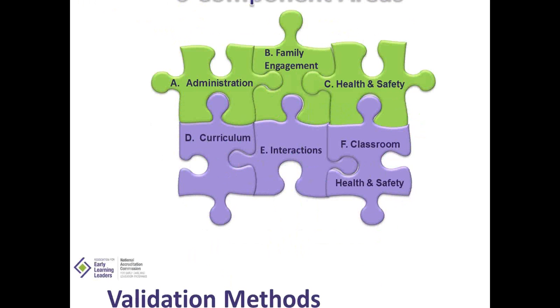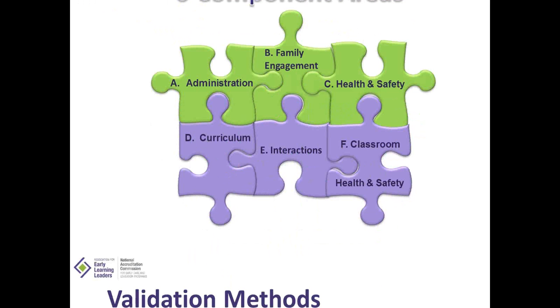We have a number of ways that we validate to ensure that the standards are being implemented, and we did incorporate these methods when reviewing indicators that have to do with environmental health. Those ways are document review, observation, staff survey, parent survey, and interview.